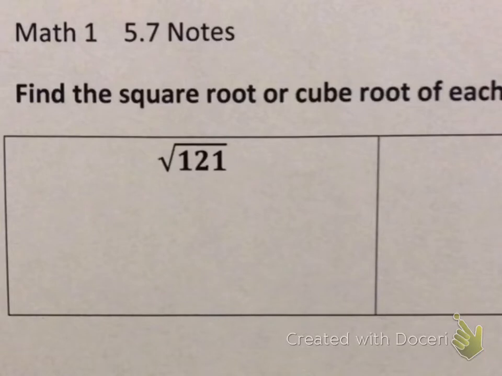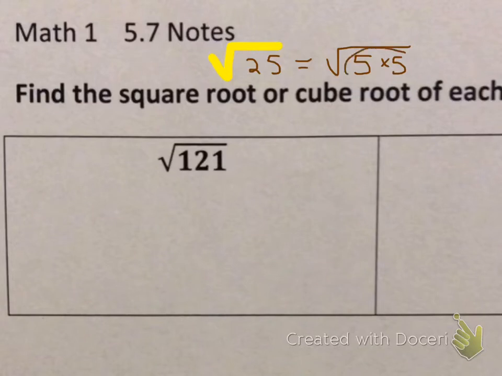So this first problem right here says to find the square root of 121. Now there's a couple of ways that we can do this. I want to remind you that if we have the square root symbol like this, then really what that tells us is that there has to be two of the same number underneath there. So for instance, if we were finding the square root of 25, the reason that that gets to come out as 5 is because 5 times 5 is 25. And because there's two of them, I get to bring it out of the radical as just the number 5.